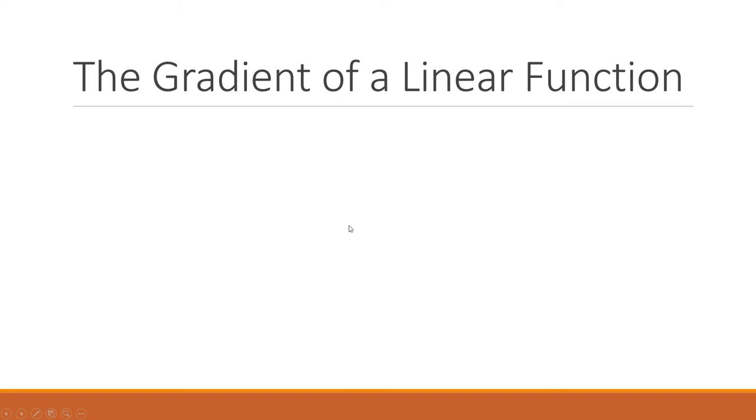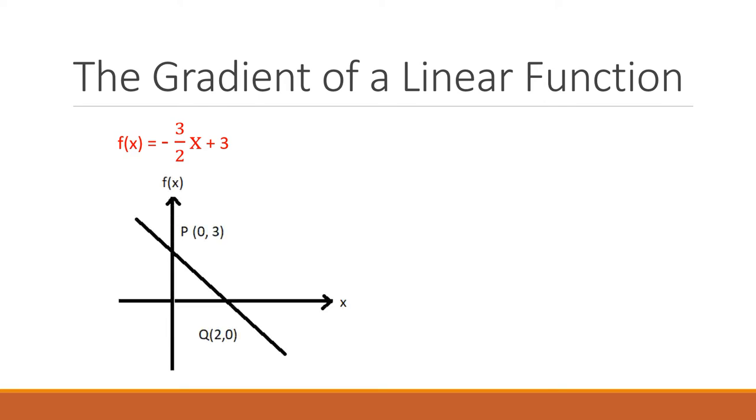Now, let's look at the gradient of a linear function. A linear function is just a function of a straight line. So, for example, this is my function: f(x) equals negative 3 over 2 x plus 3. If I were to plot a graph with it, this is what it'll look like. I will have two intercepts, P and Q. P is the intersection with the f(x) axis, and Q is the intersection between my line and the x-axis.